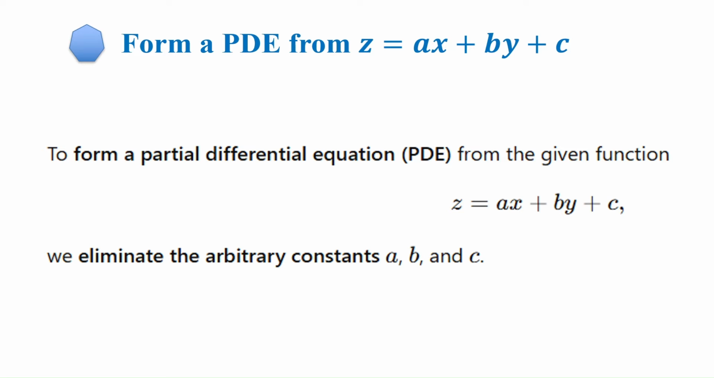Form a PDE from z equals ax plus by plus c. To form a partial differential equation from the given function z equals ax plus by plus c, we eliminate the arbitrary constants a, b and c.